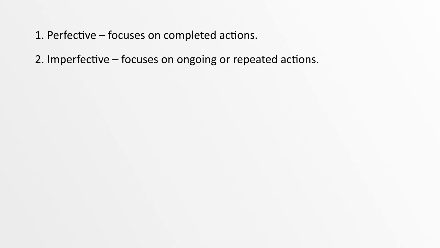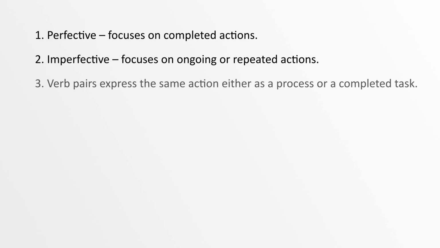Remember, this video focuses on one specific topic, the concept of aspect in Czech verbs. We haven't yet covered all the different verb forms for various persons or how they work across different tenses. Before we finish here, let me summarize today's topic a little bit for you. Perfective verbs focus on completed actions. Imperfective verbs focus on ongoing or repeated actions. Verb pairs help express the same action in different ways, either as a process or a completed task.